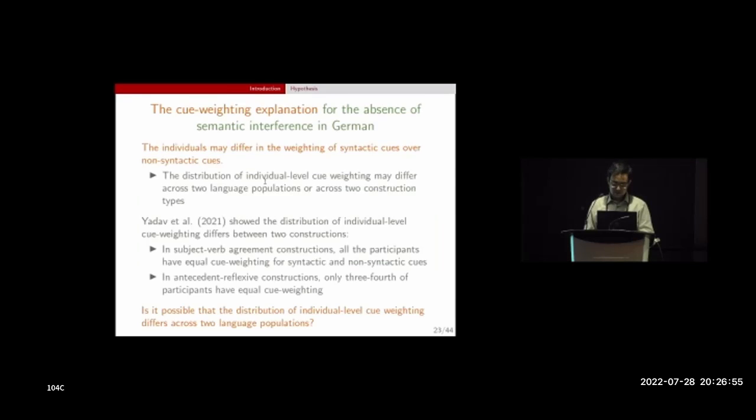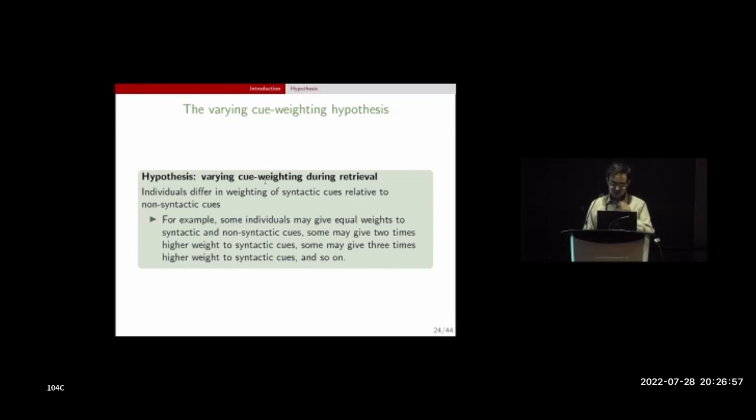Now, how to test this? So I'm going to introduce the varying Q weighting hypothesis. The hypothesis is simple: it states that individuals differ in weighting of syntactic cues relative to non-syntactic cues, right? So for example, some individuals can give equal weights to both kinds of cues, and some individuals can give, let's say, 2 times higher weight to syntactic cues. Some individuals can give 3 times higher weight, and so on. So it can take a continuous value in terms of the ratio of these two kinds of cues.